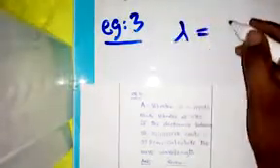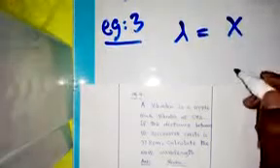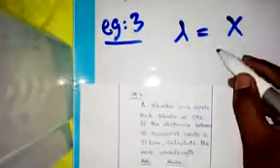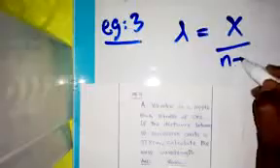If I have the distance between successive crests, the wavelength will be nothing but x, the distance between the crests, over n minus 1. And we proved this one. We got it. This formula is correct.